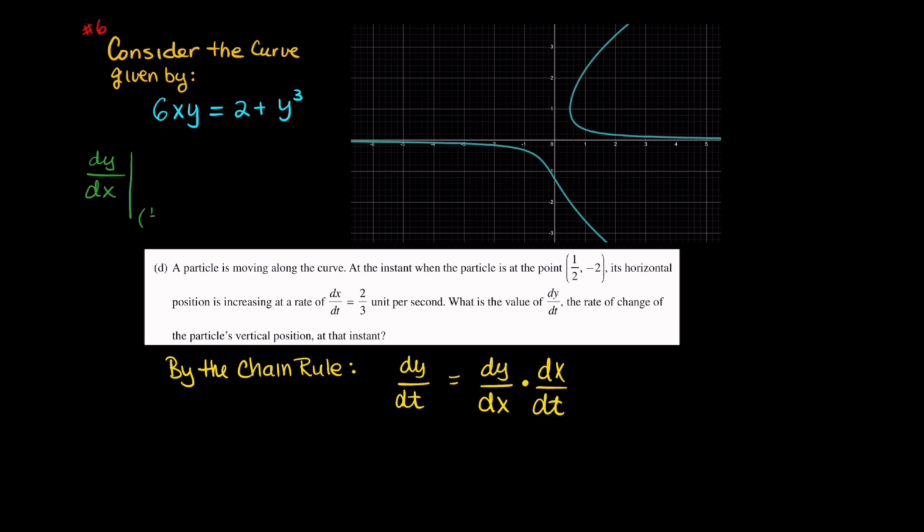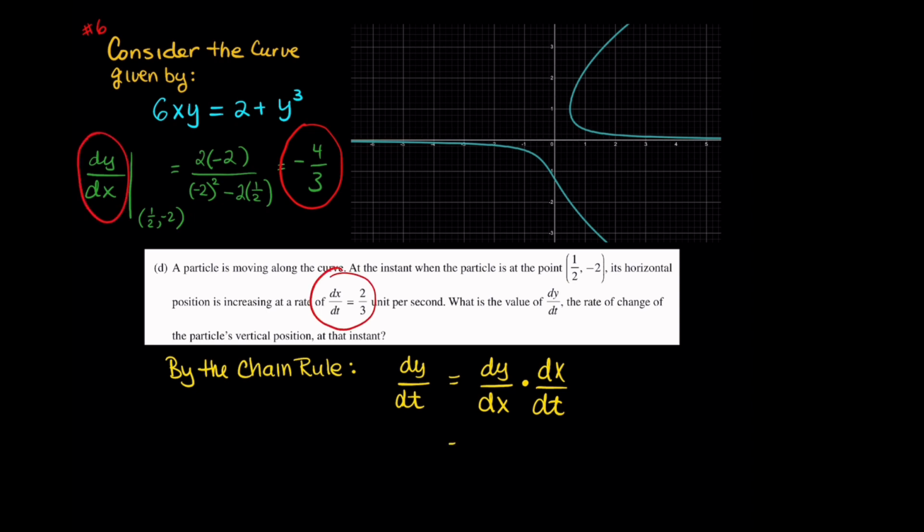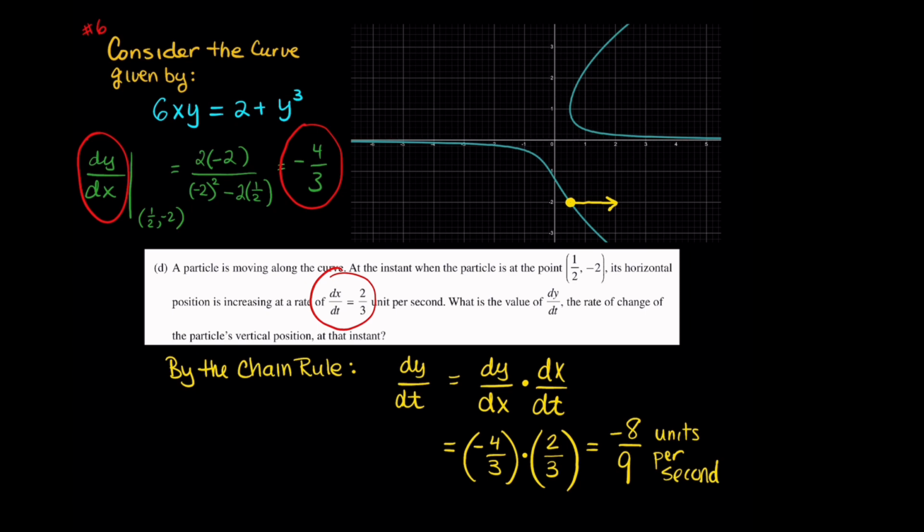dy/dt by definition is dy/dx times dx/dt. So finding out what dy/dx is at this particular point, we just substitute into our derivative, and we get -4/3. Now that we have the value of dy/dx, and the problem gives us the value of dx/dt, we can multiply these two quantities together to get dy/dt, the change in the vertical direction with respect to time. And that gives us -8/9 units per second. And we can draw the vectors for dx/dt and dy/dt to illustrate what that looks like at that point.